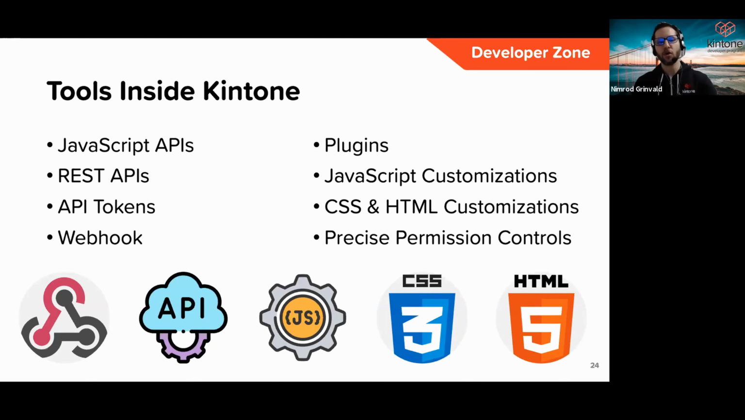So inside of Kintone, you've got different kinds of tools. There's a JavaScript API, there are REST API tokens, webhooks, all sorts of stuff that's baked in for you to pass data into and out of our tool, based on various kinds of triggers and whatnot. And pretty much anything that you see, you can change with JavaScript, CSS, and HTML. And of course, you've got permission control, so you can make sure that you're allocating access appropriately.